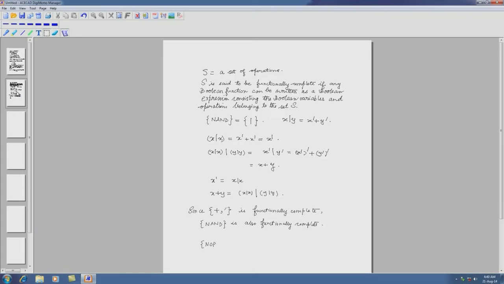Now, we move to another operation, which is called NOR, and this is given by the symbol of an arrow directed downward, and NOR is defined as x NOR y is equal to x complement dot y complement. Now, let us check whether NOR is functionally complete or not.